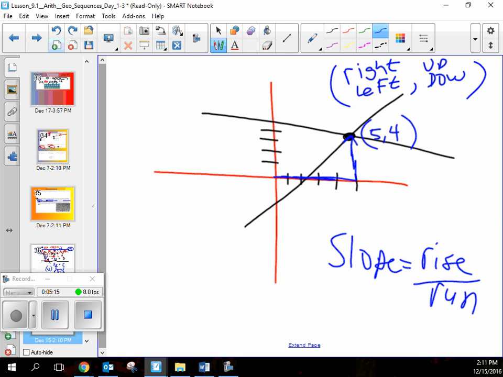Those are different. This one goes up first. That's different. That's slope. To get to a point, you go right, left first, and then up, down second.